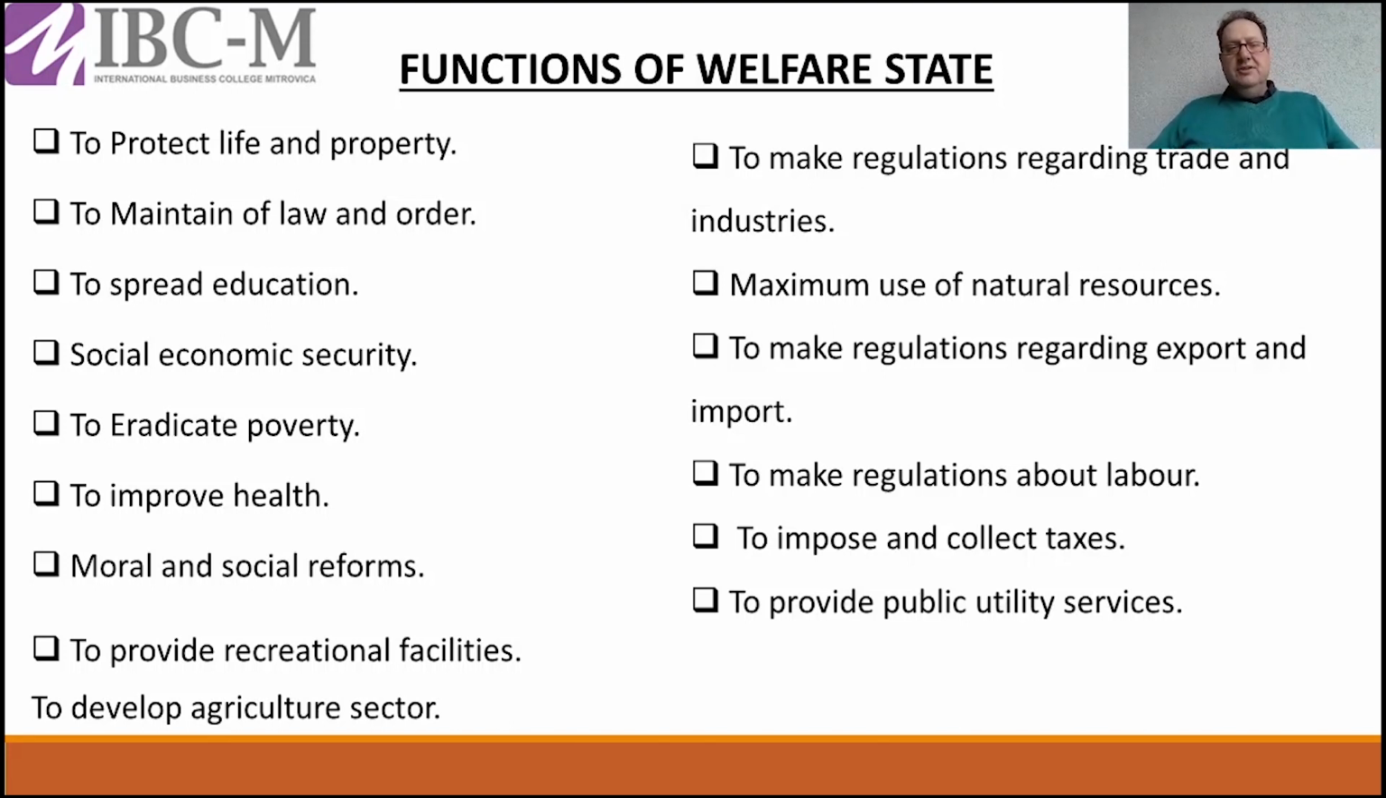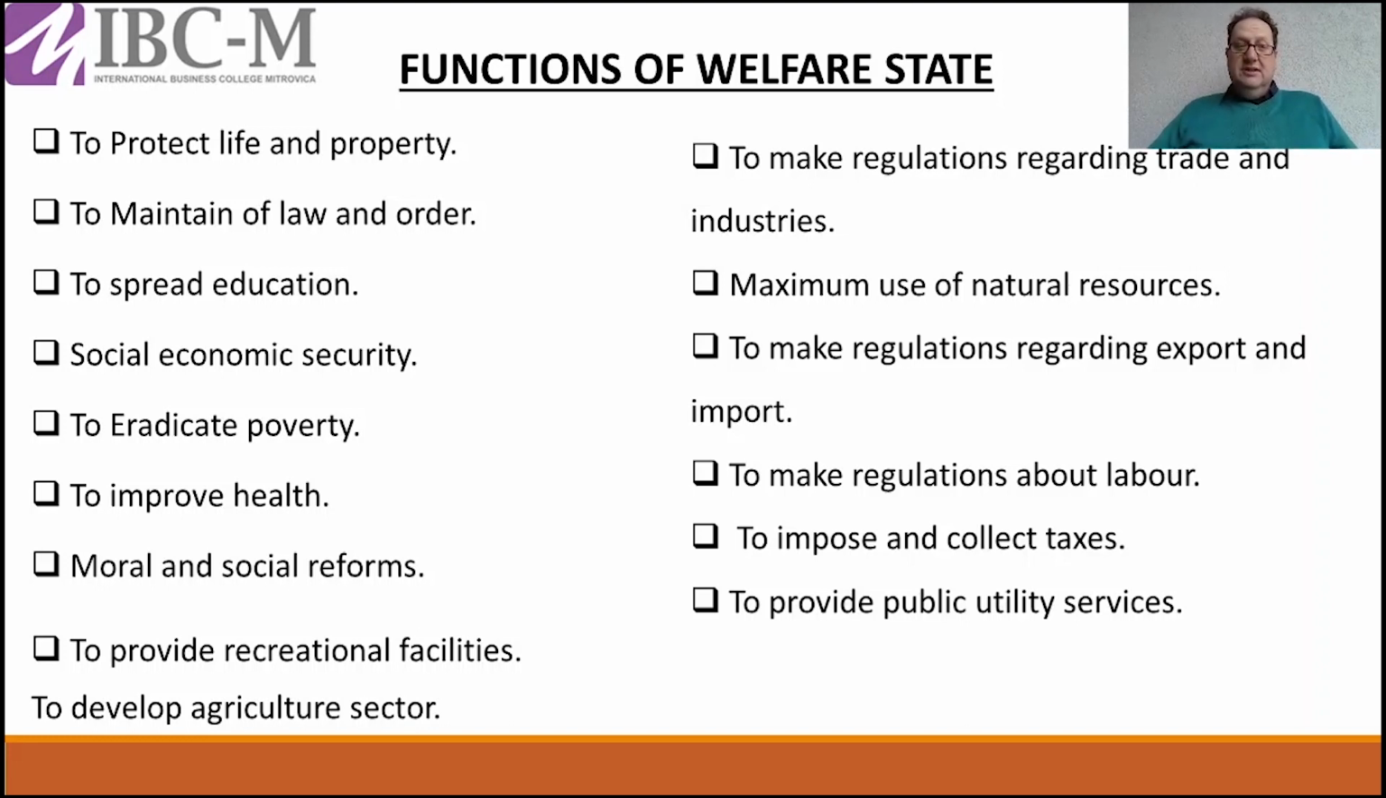And just simply to list some of them, as we can see, it is to protect life and property, to maintain law and order, because it's very important. When you have a welfare state, we definitely would have better law and order prevailing in a given context or given society. To spread education, because education is a very important feature of the welfare state. So giving education for free at different levels, be it preschool education, be it elementary education, be it university education, it is a very important feature of the welfare state.